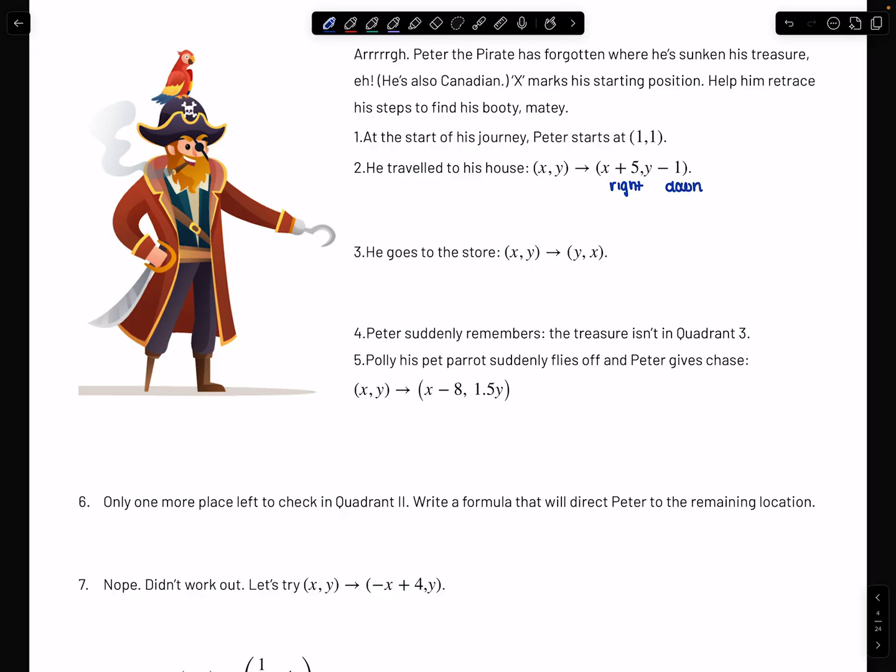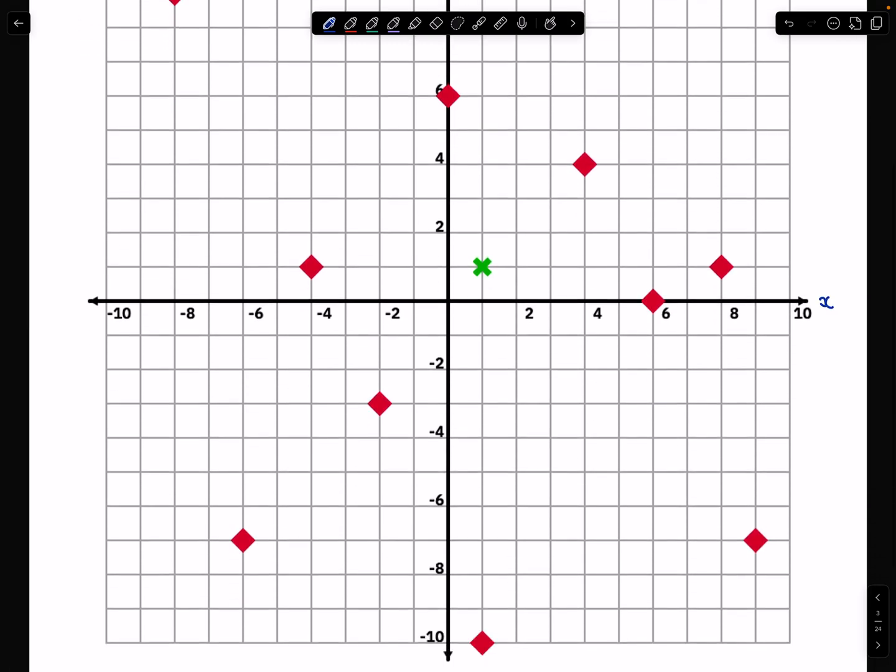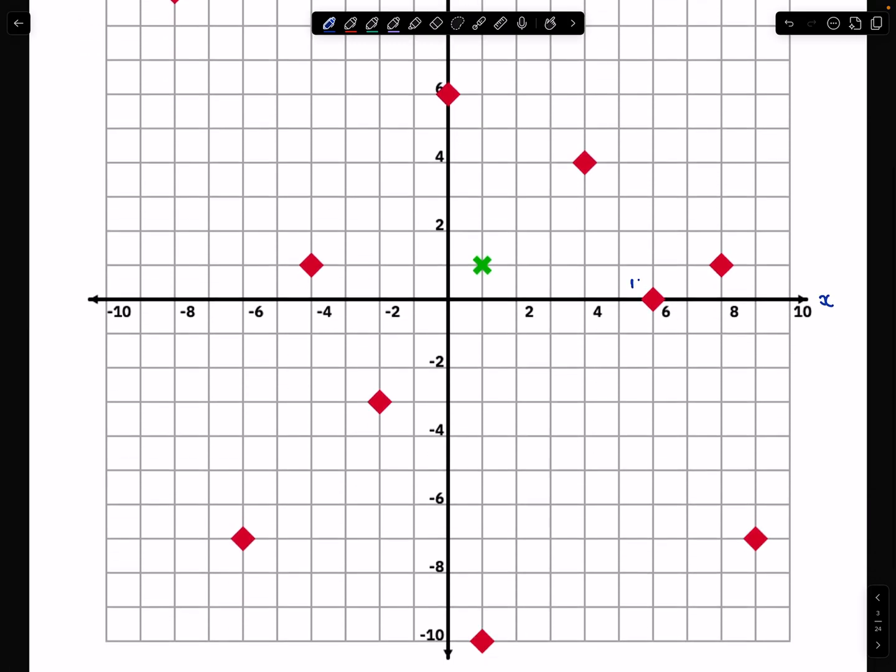So what we're going to do is take this X value here, add 5 to it, take this Y value here, subtract 1 from it. And this is where the coordinates for his house is. So 1 plus 5 is 6, 1 minus 1 is 0. So 6 comma 0 is going to be where his house is, which is right here. We'll mark it with an H. So this is where we're at now.